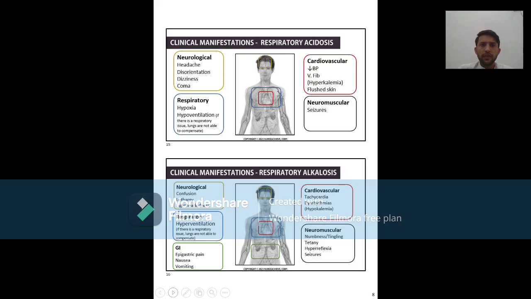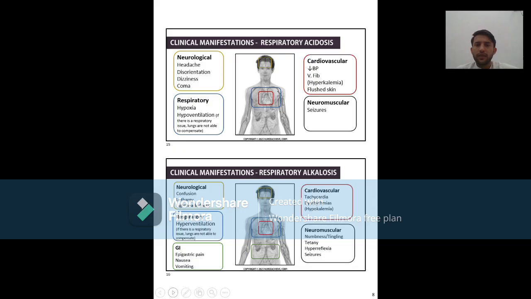If we talk about the clinical manifestations of respiratory acidosis, the first one, which is common, is neurologic. In the neurologic condition, headache is the most common due to the patient's CO2 retention. Disorientation, dizziness, and coma can occur. In the respiratory condition, hypoxia and hypoventilation are common, and if there is a respiratory issue, the lungs are unable to compensate.